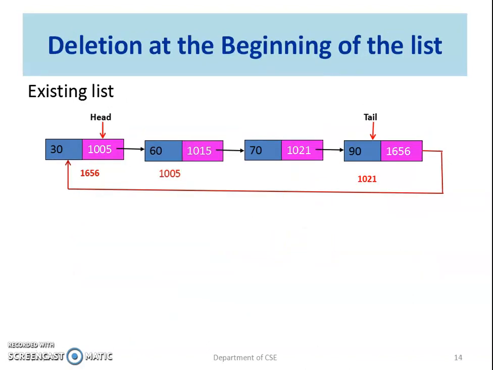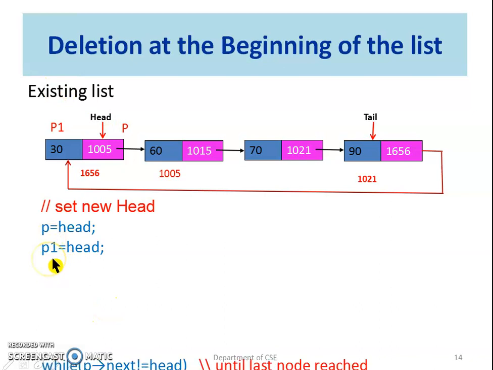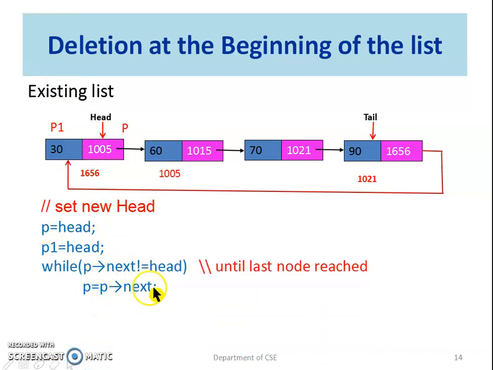Next, let us see the logic of deletion of the node at the beginning of the list. As the head node is deleted, we have to set a new head. We make use of two pointers P and P1 to point to the head node initially. Make the pointer P traverse through the list until it reaches the last node, because as the first node is deleted, the next pointer of the last node has to be changed. This is done by setting P.next equal to head.next.